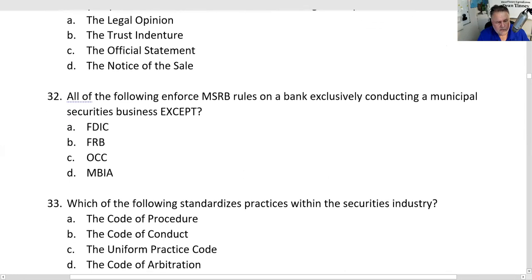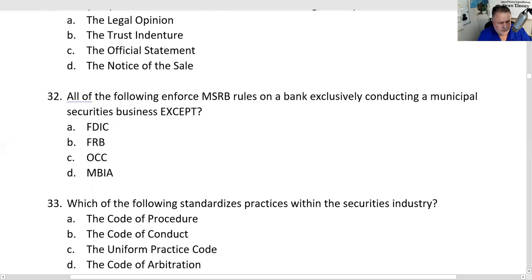The MSRB has no enforcement power. So the Municipal Securities Rulemaking Board is just allowed to publish rules. We deny them the enjoyment of enforcement. So all they can do is publish rules, and so that means they have no enforcement powers. Who's going to enforce their rules?